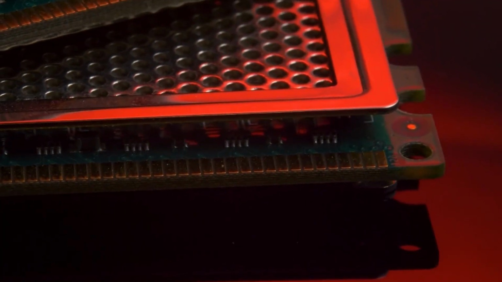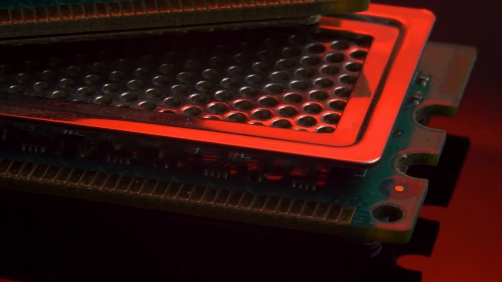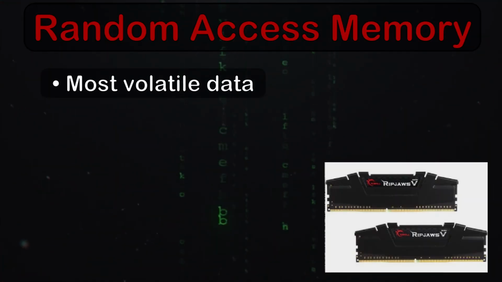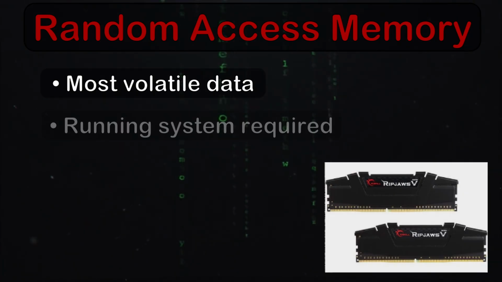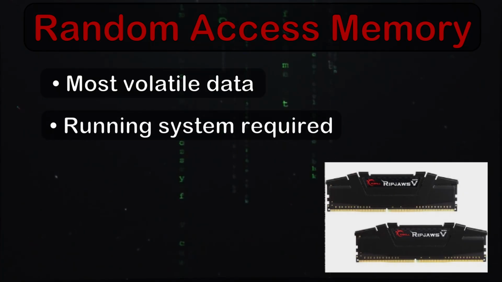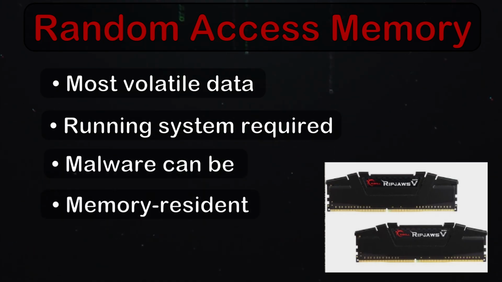RAM is the most volatile of all computer data storage. RAM is cleared when a computer is shut down. Once gone, it cannot be recovered. Data in RAM can be copied as long as the system is running, but should be done only by someone with proper training. The data stored in RAM can have valuable information. Many times malware like worms, viruses, and Trojan horses are created as memory resident only. This makes catching them difficult.